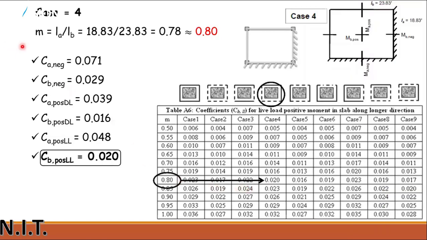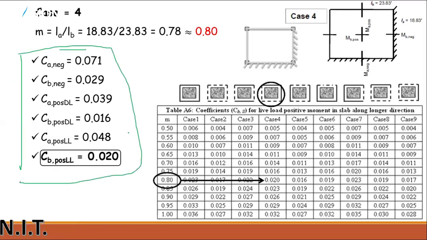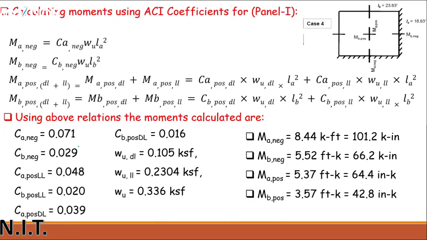Once you have found these coefficient values from all six tables, A1 to A6, you can calculate the moments using these values. Moments can be calculated as I told you. Ma negative can be calculated by this formula, as we have explained before. Mb negative, Ma positive, and Mb positive can each be calculated by their own formulas.